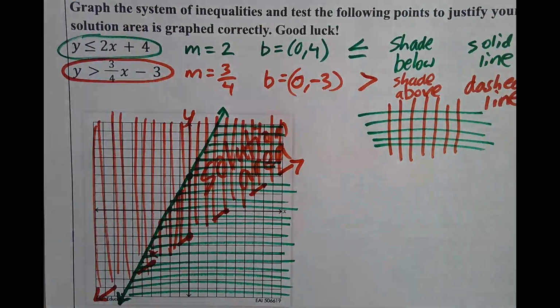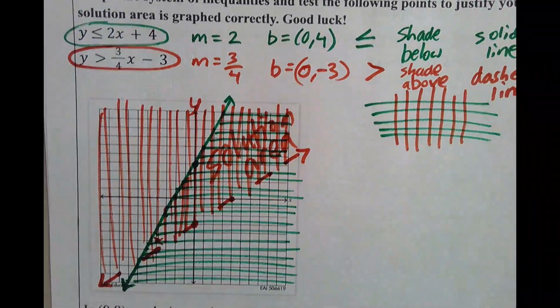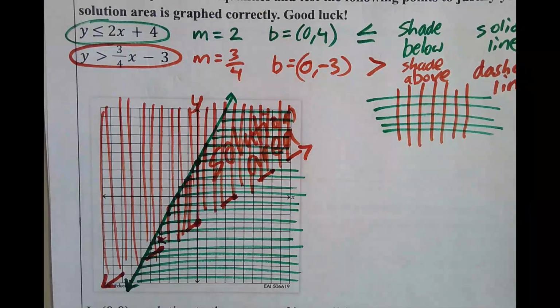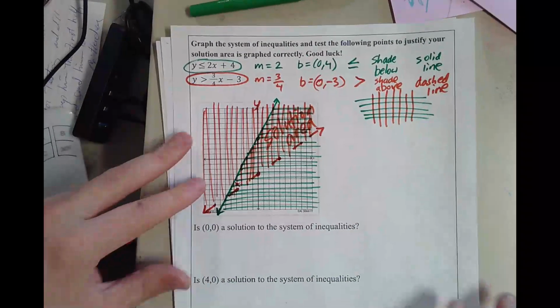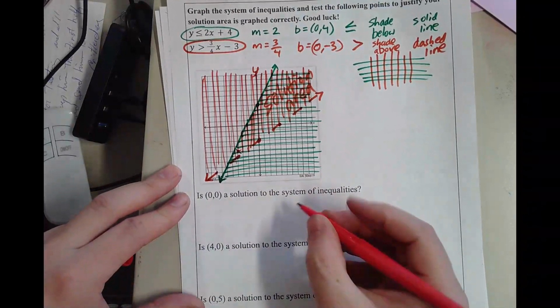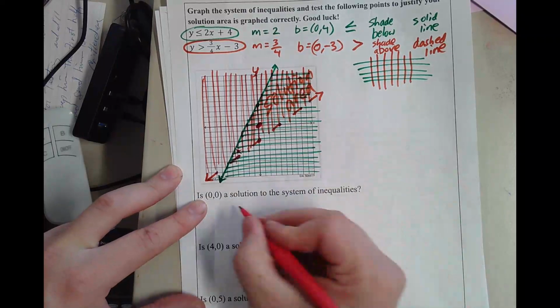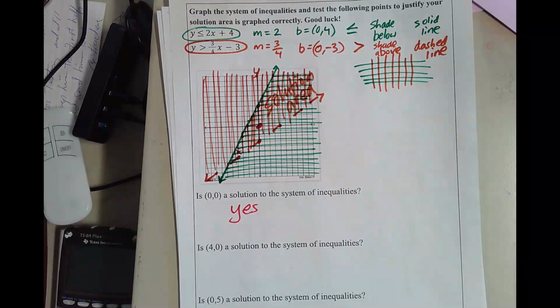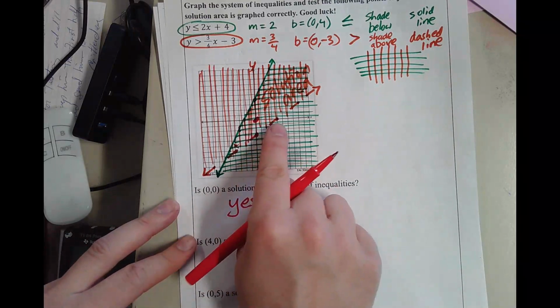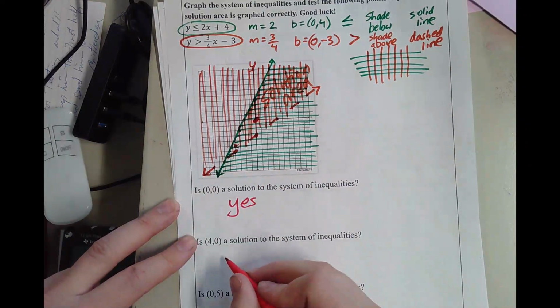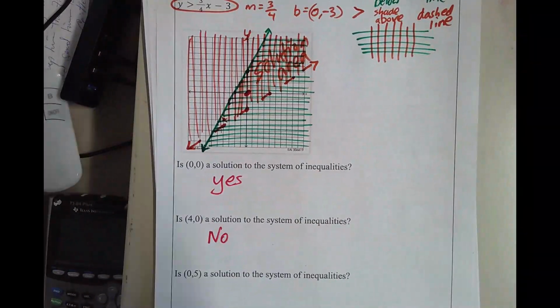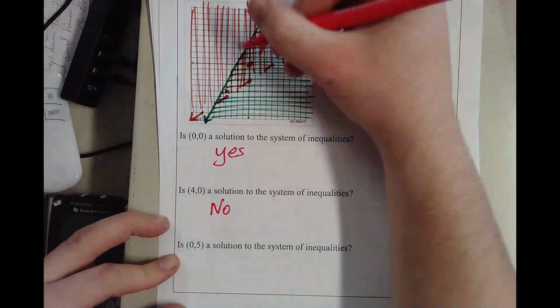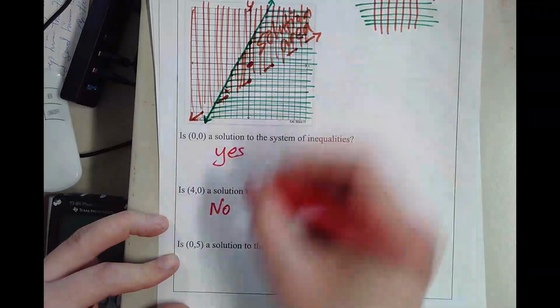So what I'm going to need to do next is test some points, some coordinates, to see if they're solutions. Well, here's a good thing. If you graphed it correctly, you can see whether the point is a solution or not. And if you didn't graph it correctly, there's other ways to test. But for this one, let's see. Is 0, 0 a solution? Yes. Is 4, 0 a solution? No. Is 0, 5 a solution? No.